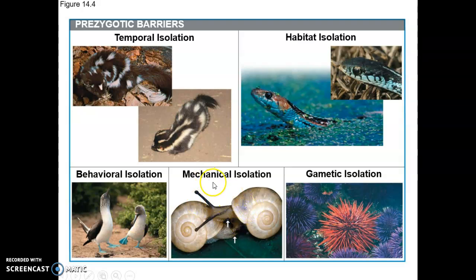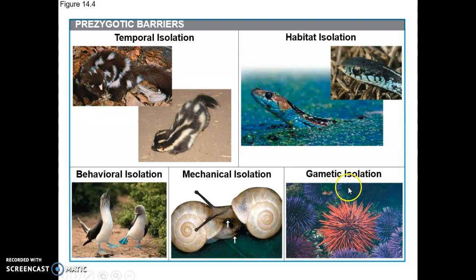Mechanical isolation. This is where physical structures prevent mating. The example here, there's two closely related snail members of different species, and they're different species because their physical reproductive anatomy doesn't match each other. In this case, they're literally on different sides of their bodies, and they cannot successfully mate, even if they might be interested in mating. Right? So those are mechanical barriers.